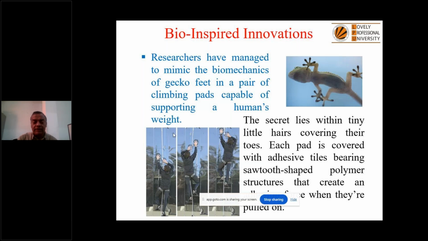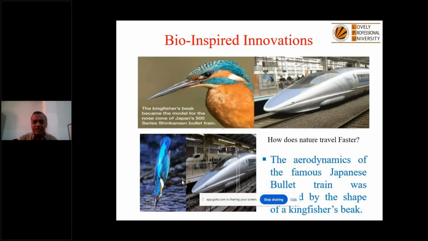So they were wearing those types of gloves that were very similar to the lizard, very similar to the geckos. So what you have seen in pictures. I have not seen pictures, but I have heard that a Superman was moving on the vertical wall like this.